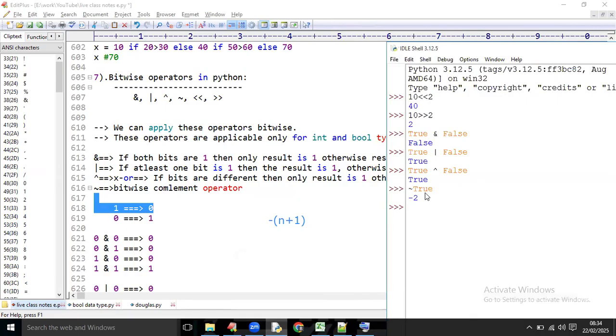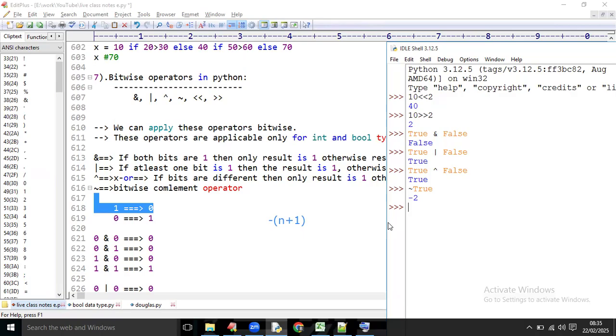So true means 1. Okay, 1 plus 1 means 2. We have specified here minus, so that's why it has given minus 2. So n means true, that means n means 1. 1 plus 1 equals 2, and with the minus symbol, the output is minus 2.